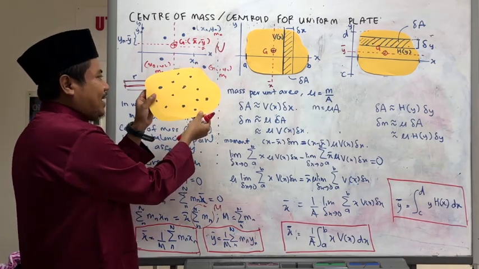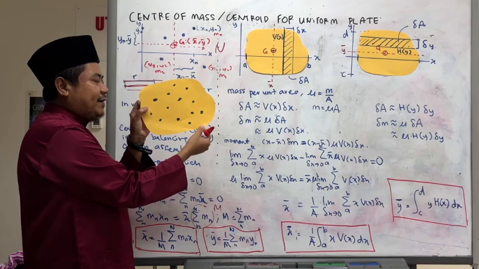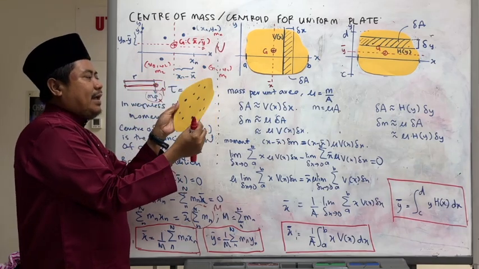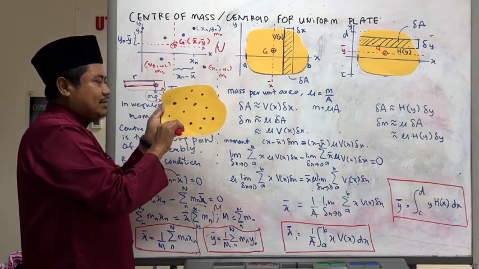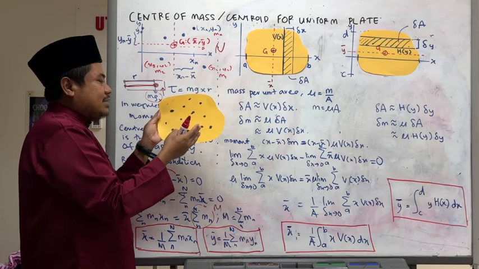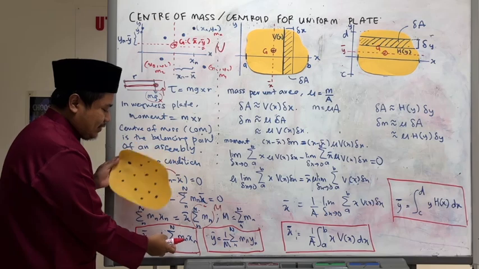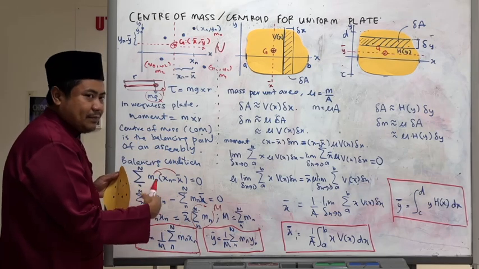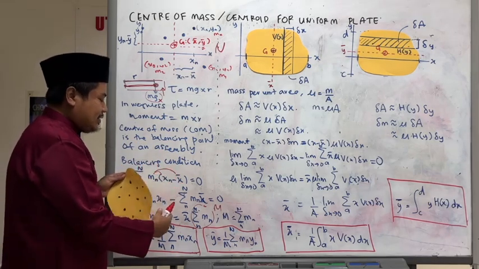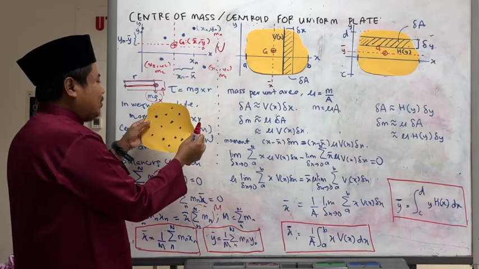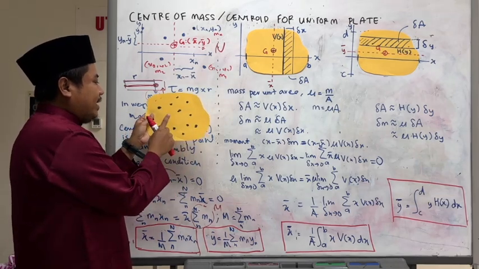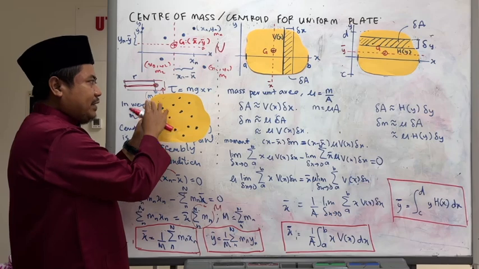Okay, in this plate, we can consider this very thin plate, and there are so many particles, uncounted. So it is not possible to calculate one by one, because n is so many. So in this case, we want to calculate the center of mass of this plate.